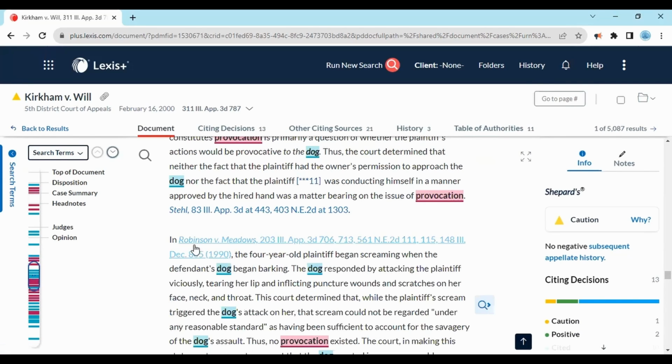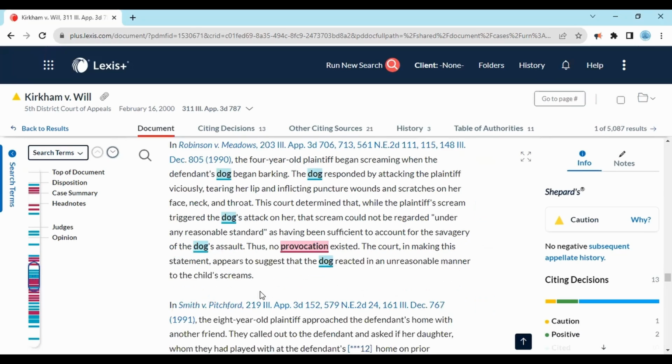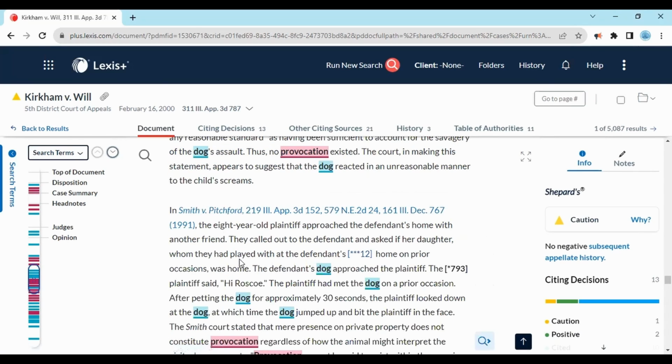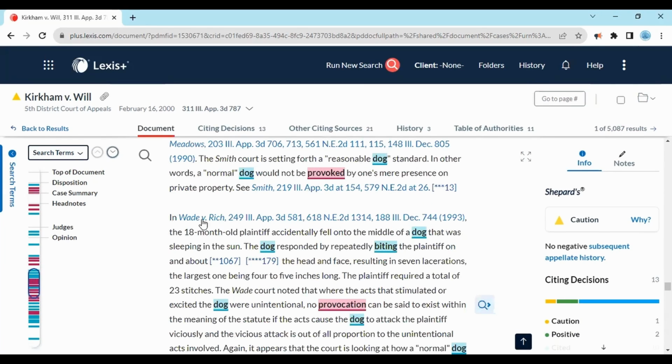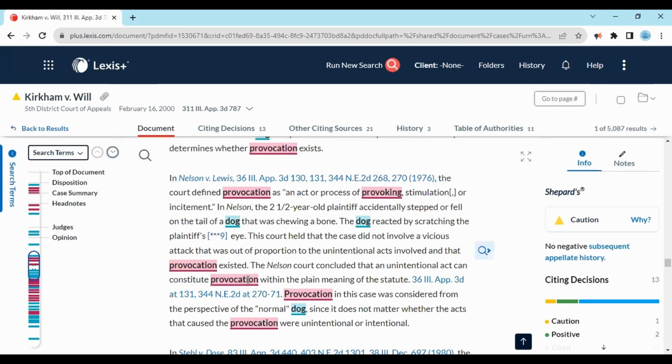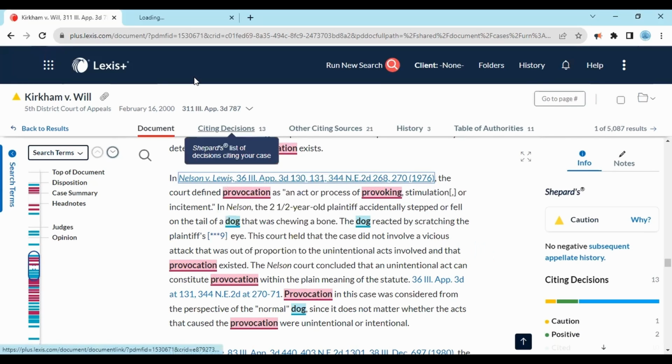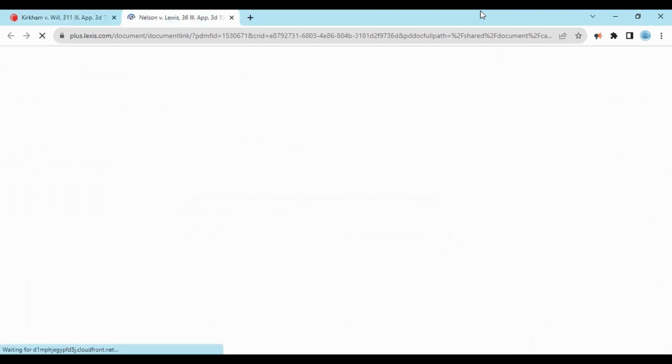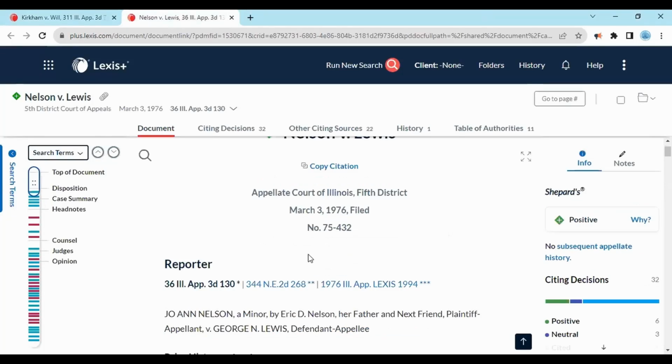Do we have any other ones? Yeah, look, Robinson v. Meadows. So this court is doing another one, Smith v. Pitchford, Wade v. Rich. Wow, this has a ton of cases. So you could use now Kirkham v. Will as an anchor to do all this other research. So what I would do is I would open up a different case like this, Nelson v. Lewis, and then I would just repeat that process.